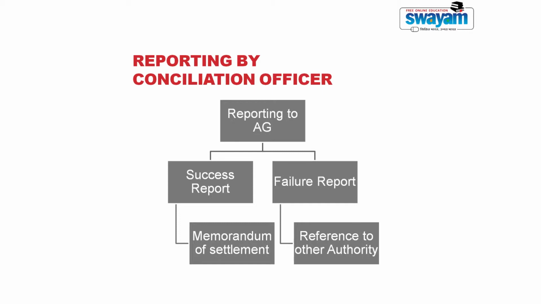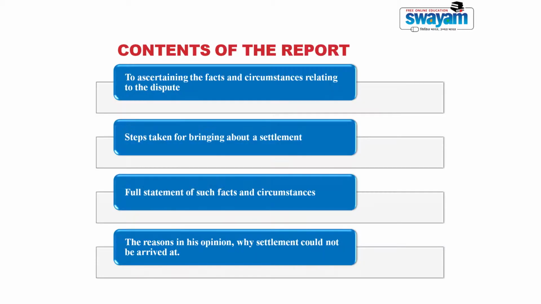When it comes to the failure report, the contents are as follows: he has to ascertain the facts and circumstances relating to the dispute, the steps taken to bring about the settlement, a full statement of facts and circumstances, and finally, very importantly, the reasons in his opinion for the failure to come out with a settlement. And a successful report contains the memorandum of settlement along with the report of the conciliation officer.